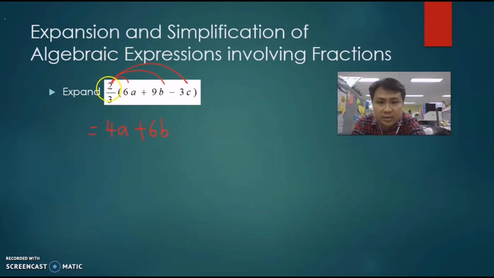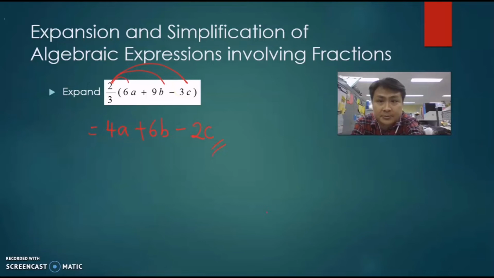Then finally we look at the last one. 2/3 is being distributed to negative 3c. We apply our basic multiplication rules first. Positive times negative will give us negative. Write down minus first. After that, 2/3 times 3. This one you can use your calculator. So 2/3 times 3 will give us 2. So you write a 2 there. And finally, we follow with the c here. Alright, so this will be how we expand a simple question using distributive law.